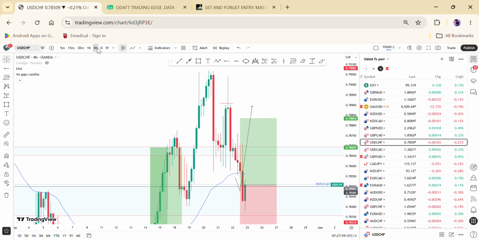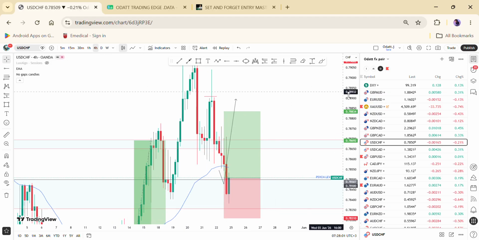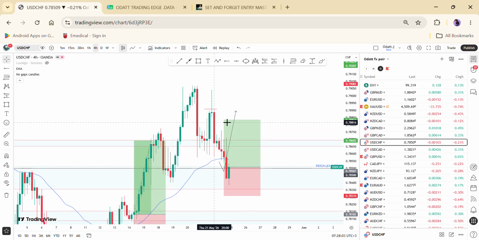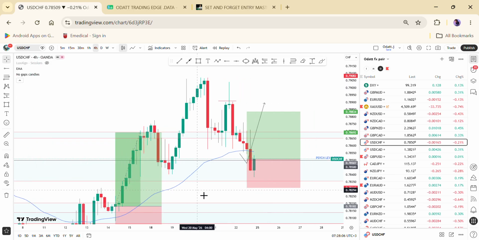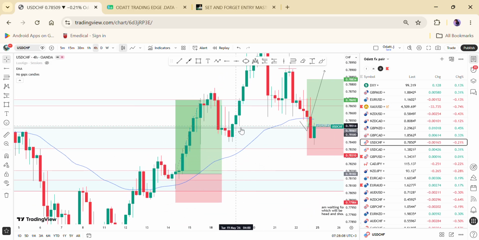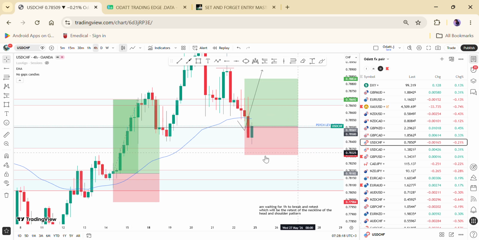USD CHF also, I was waiting for the price to, actually USD CHF, the first trade which was here didn't provide me with entry. We have a rejection, everything, but on 15 minutes we didn't get a rejection candlestick, so I didn't take that trade. Yeah, so I was waiting here to see in the next week's analysis how it will play.